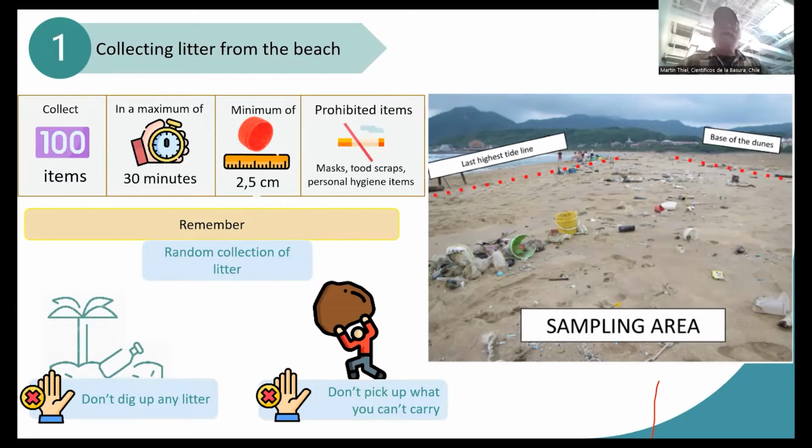We also focus here on the macro litter. So that is a bottle cap or larger. Everything that is a bottle cap or larger we collect, and things that we don't collect are cigarette butts, face masks, food remains or personal hygiene items, for the obvious reasons, because we don't want to expose ourselves to these items. And as we said, we collect the litter randomly.